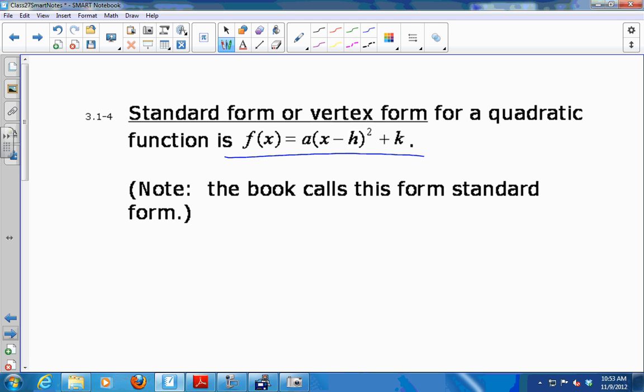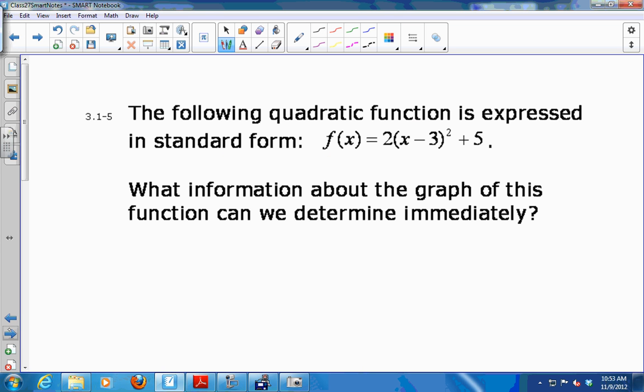Why do you think that most books call this a vertex form? Why that name? Yeah, because you can read the vertex right out of the equation. The vertex is at h comma k. So here's a quadratic function in standard form or vertex form. What information do we know right away about this quadratic function?